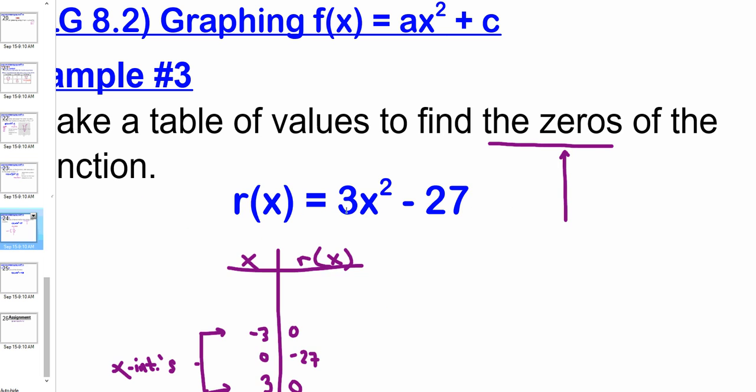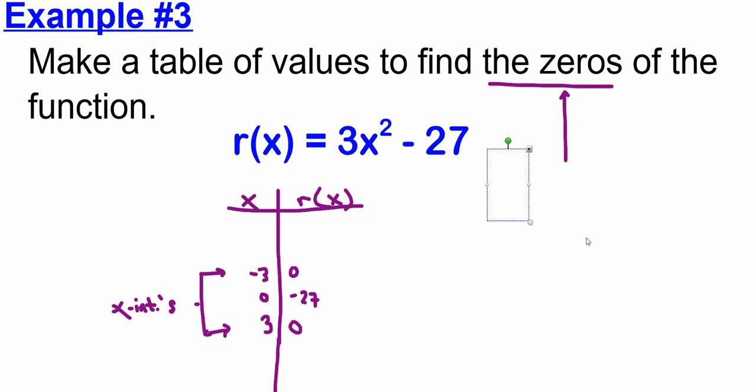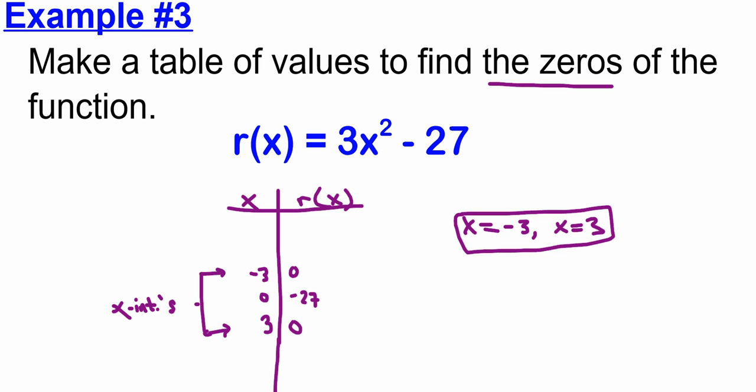Okay, so I'm looking for the values of x that make the function equal 0. So right here, the zeros are going to be those values of x that make the function 0, so that make y 0. So these are the values of x that make y, or r of x, 0. So my answers are x equals negative 3 or x equals positive 3. Those are my zeros of my function.